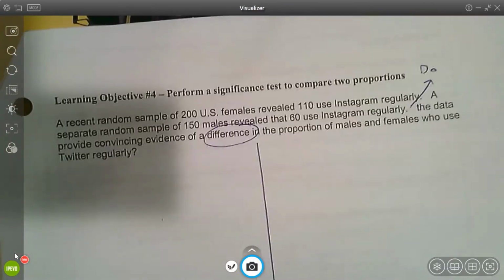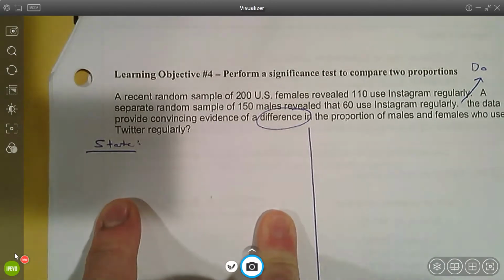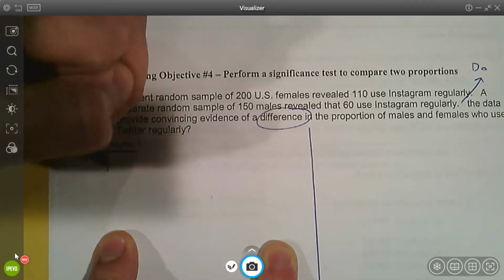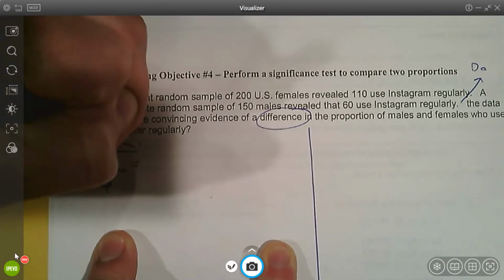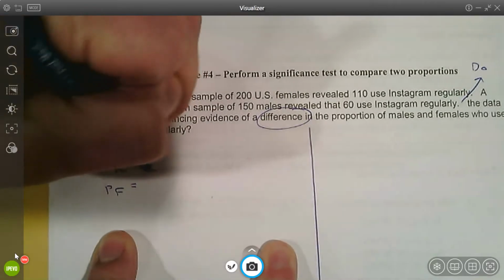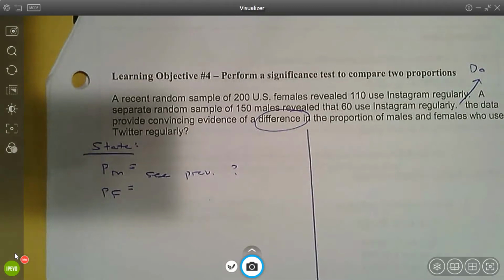That's a huge hint that this is a significance test. So my 4-step process, I'm going to start with the state. I have to do 3 things. I need to identify the parameters. I did this already on the previous page. I'm not going to do this again. I'm just going to say see previous question.